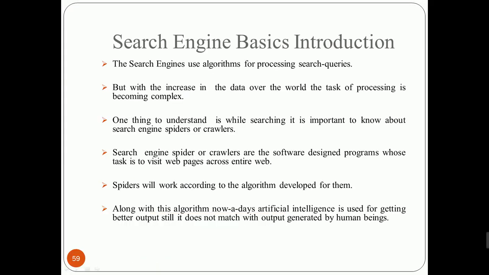The search engine uses an algorithm to process the search query. Whenever you type in the search query box and click on the search button, your query is sent to the algorithm. The algorithm processes it, and after that processing it gets the result, and this result is sent back to your search engine.